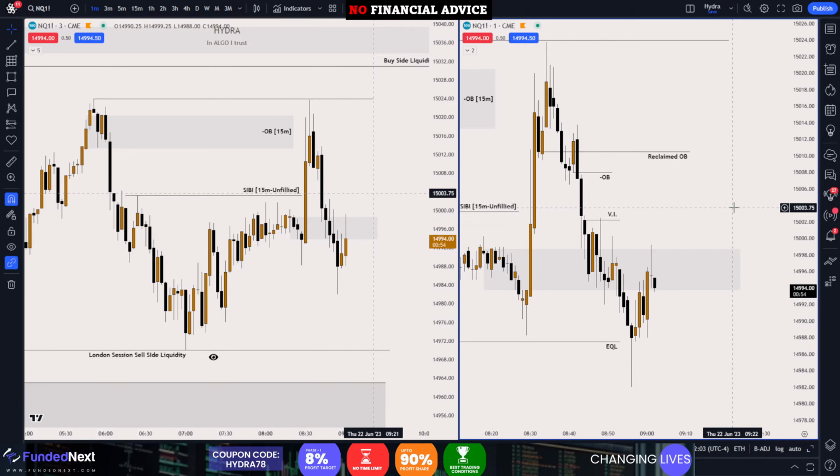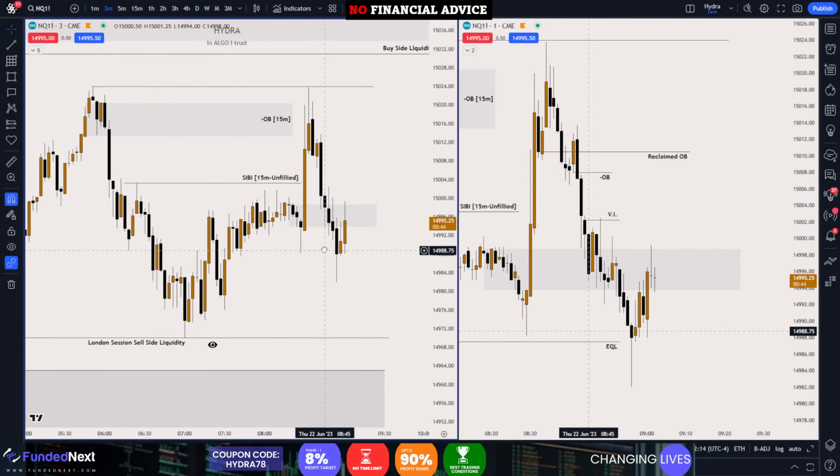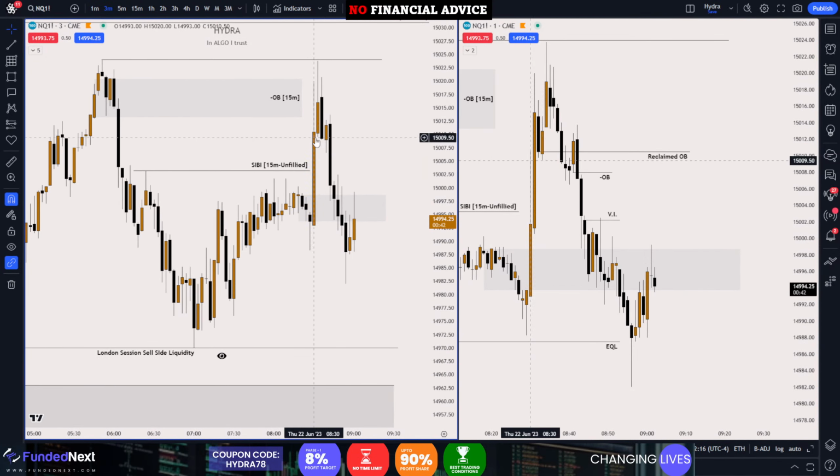Okay, so another tip that I'm going to be sharing with you all here: if this breaker block is working, it's okay, but it is a low probability breaker block. Why? Let me explain that to you. Because of the fair value gap right next to it. This fair value gap makes it a low probability setup.